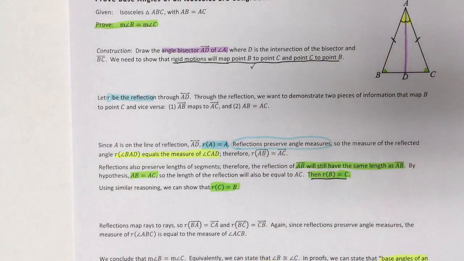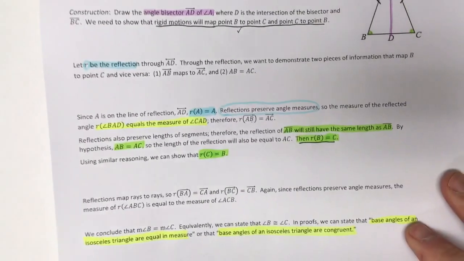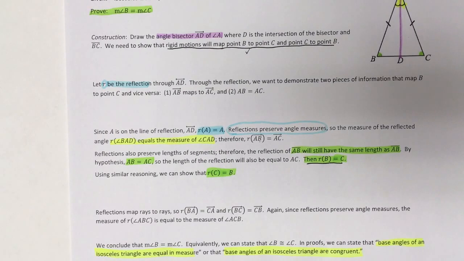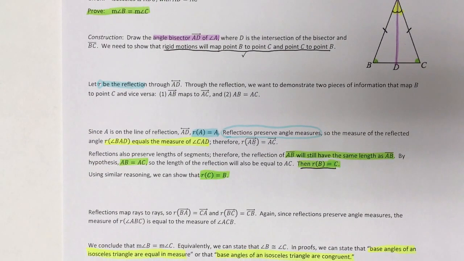And the reason why I highlight all of this for you is so that you guys can get used to a different type of proof. This is very paragraph based, but each part is supported by the definition of a reflection, and that's the important part of it.